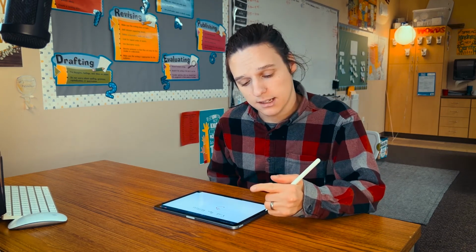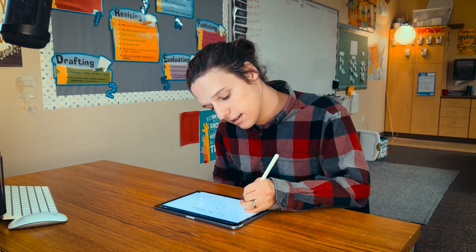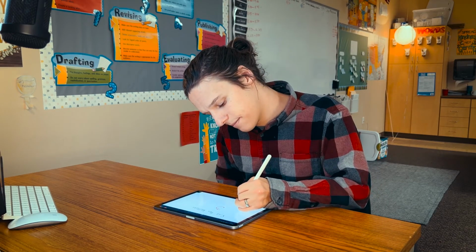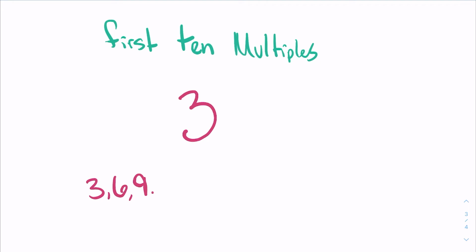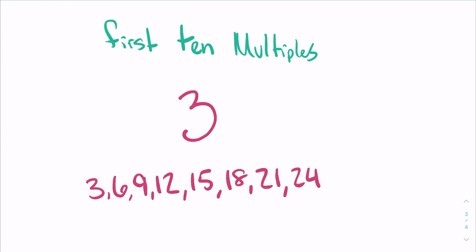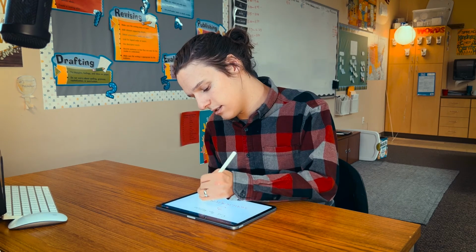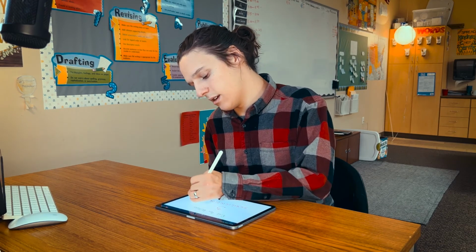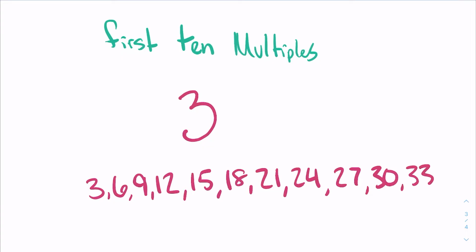3, 6, 9, 12, 15, 18, 21, 24, 27, 30, 33, and we can keep going.